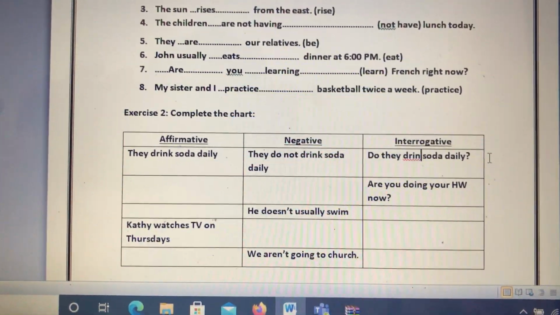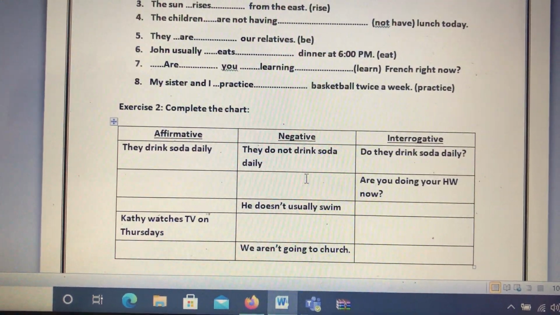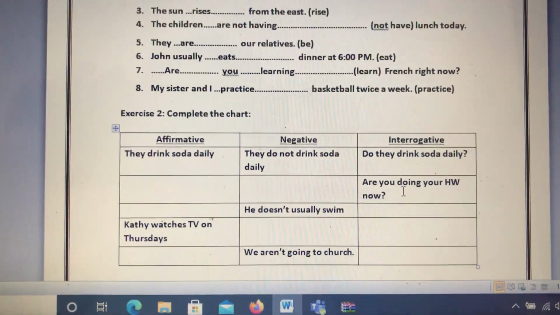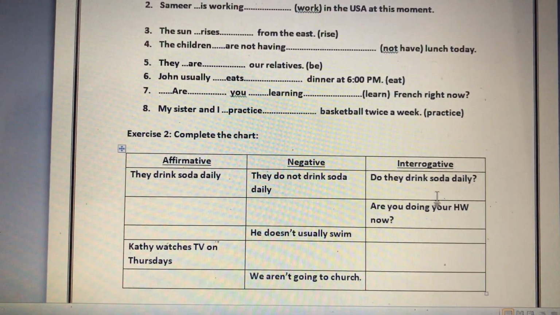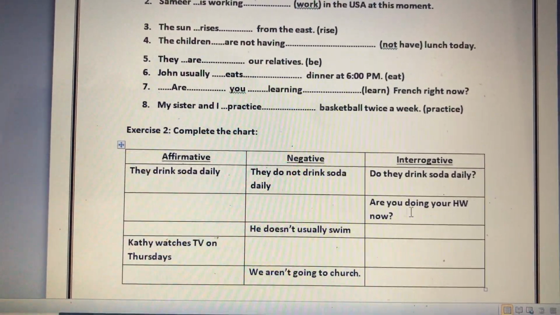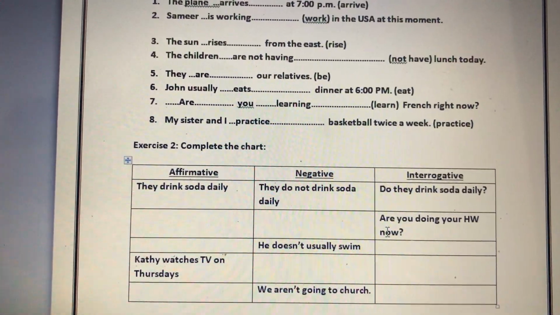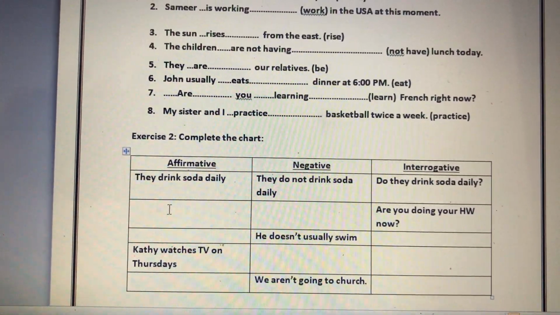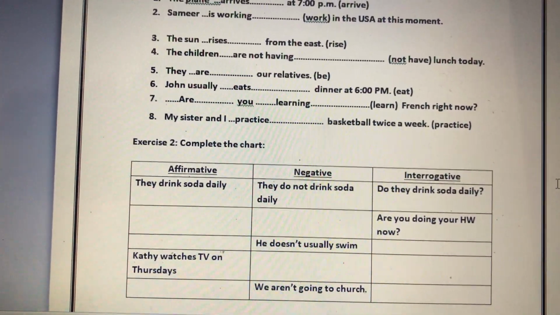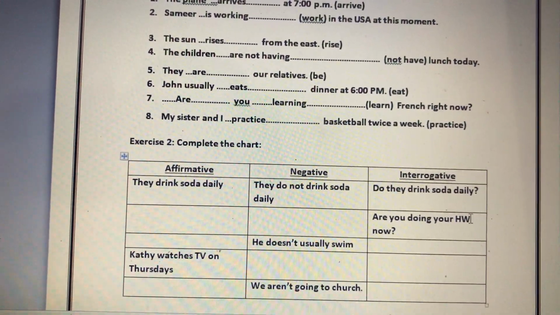They drink soda daily. Let's go to the second sentence. We have it as a question form. Are you doing your homework now? So it's in the present continuous form. Let's make it in the affirmative form. Are you doing your homework now?